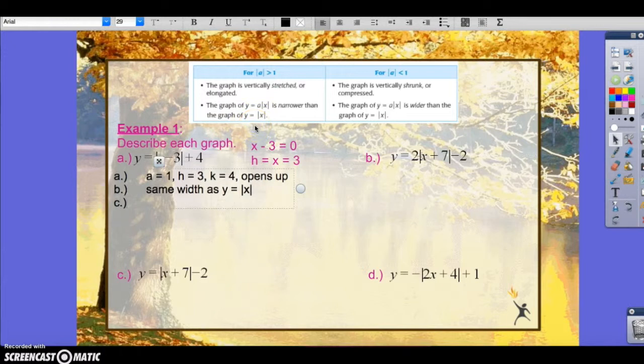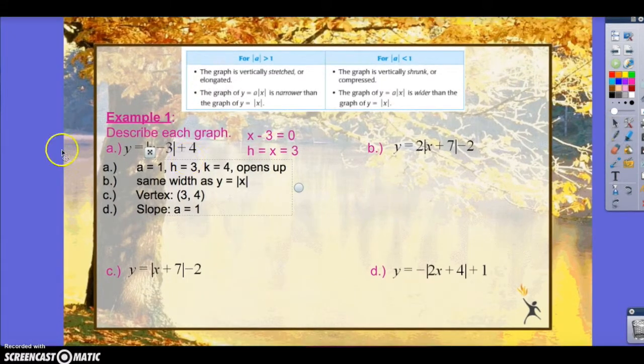All right, so C. C, what's the vertex? Vertex is x comma y or h comma k. That's my vertex. And what's my slope? Slope is a, and it equals 1. So there is my list of problems here.